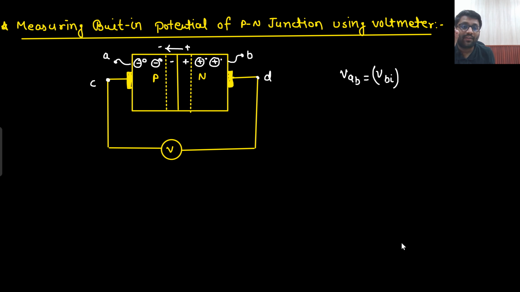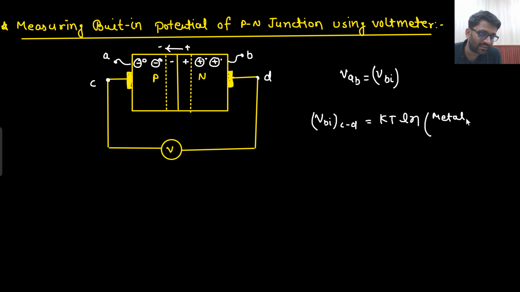But I am not calculating V built-in. If I am using the voltmeter, these probes will have some metallic contact, so I am effectively calculating VCD. Now, can you let me know what the potential between C and D is? Sir, the potential between C and D would be kT over q times the log of the metal electron concentration divided by the metal electron concentration.